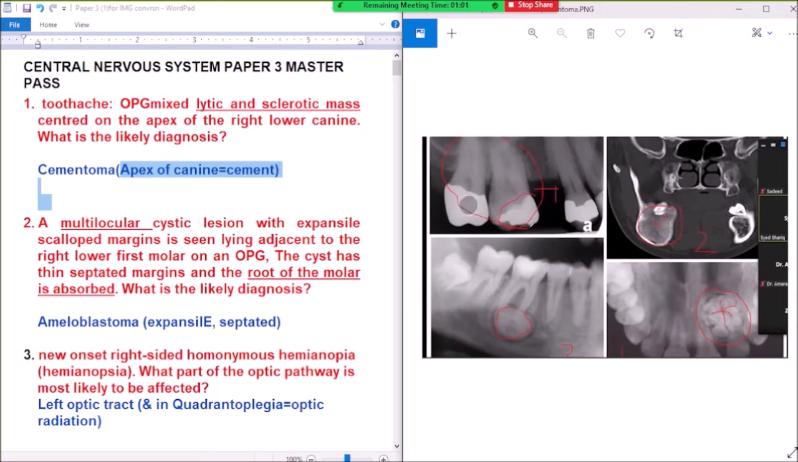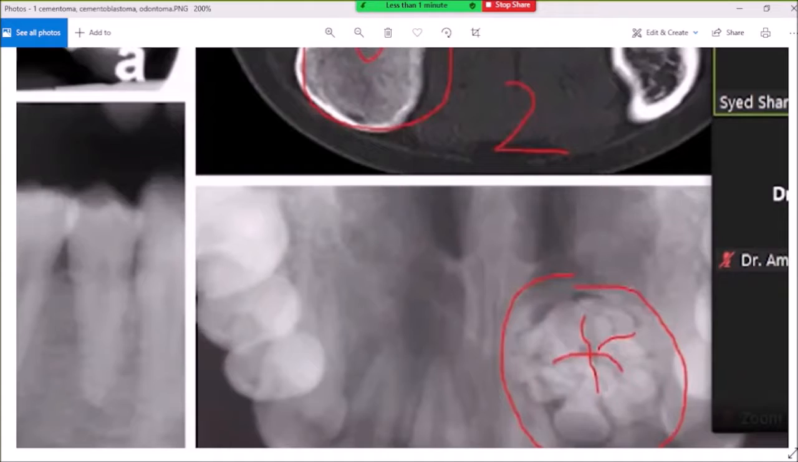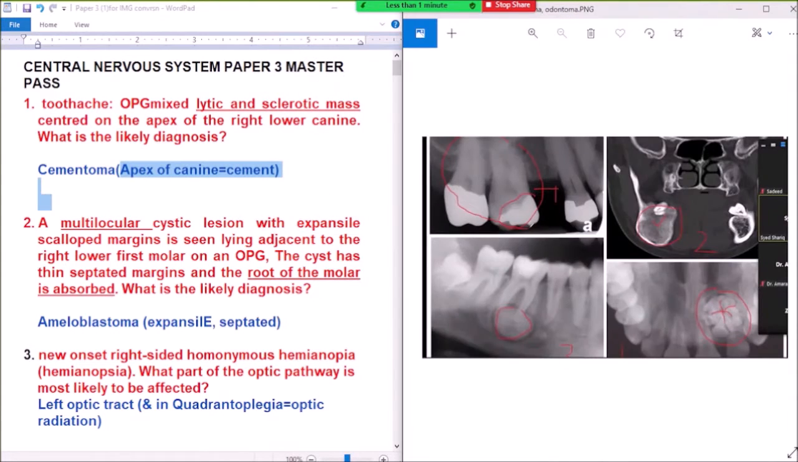Cementoma occurs at the apex of the tooth. Odontoma occurs at the base of the tooth. And cementoblastoma has all the components of the tooth, fatty components, etc.